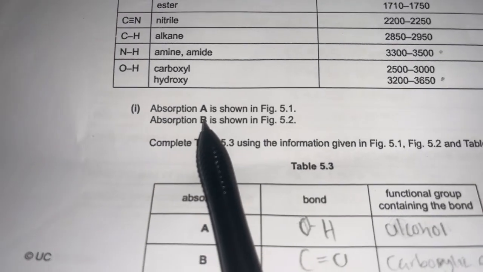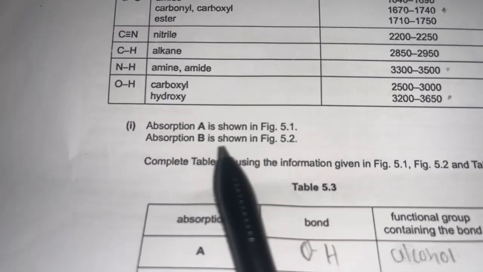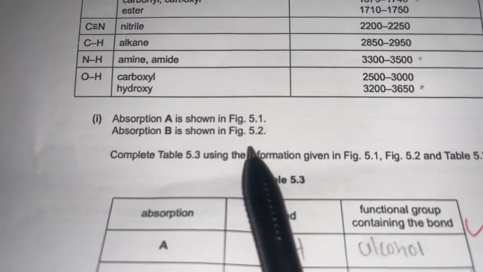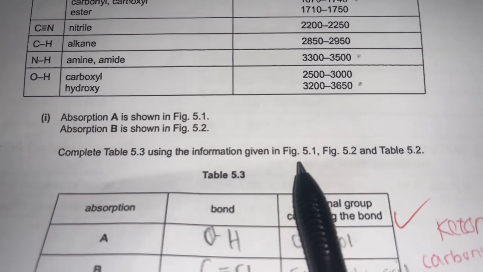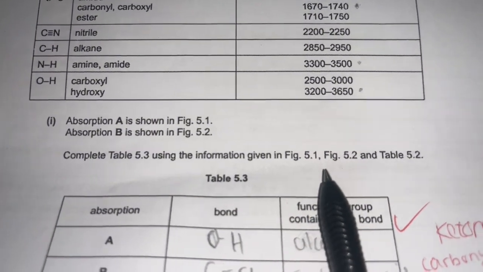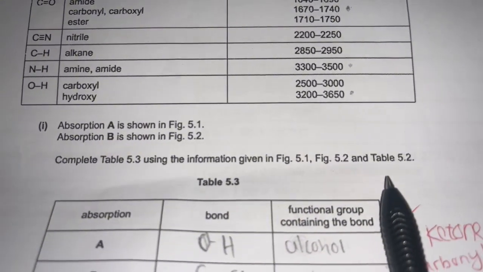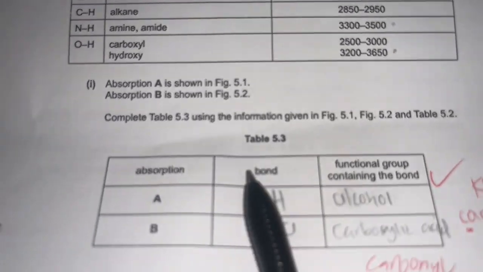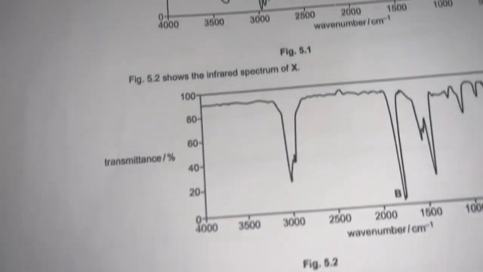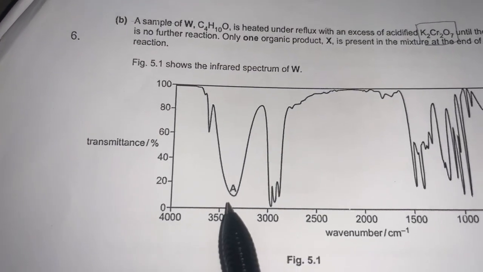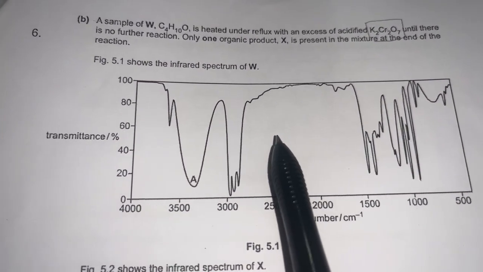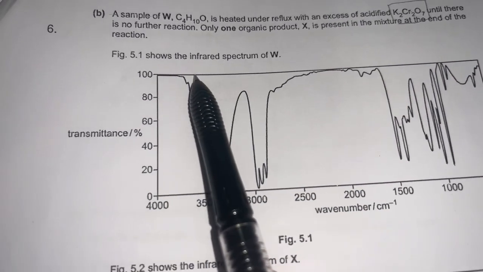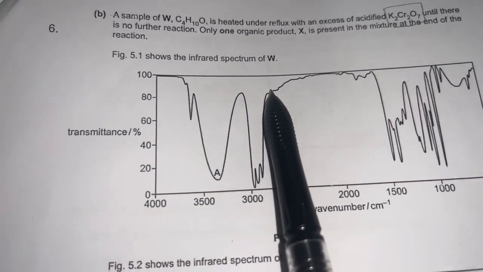Next, absorption A is shown in figure 5.1. Absorption B is shown in figure 5.2. Complete table 5.3 using the information given in figure 5.1, figure 5.2, and table 5.2. So we are going to look at figure 5.1 first. Figure 5.1 shows the infrared spectrum of W.